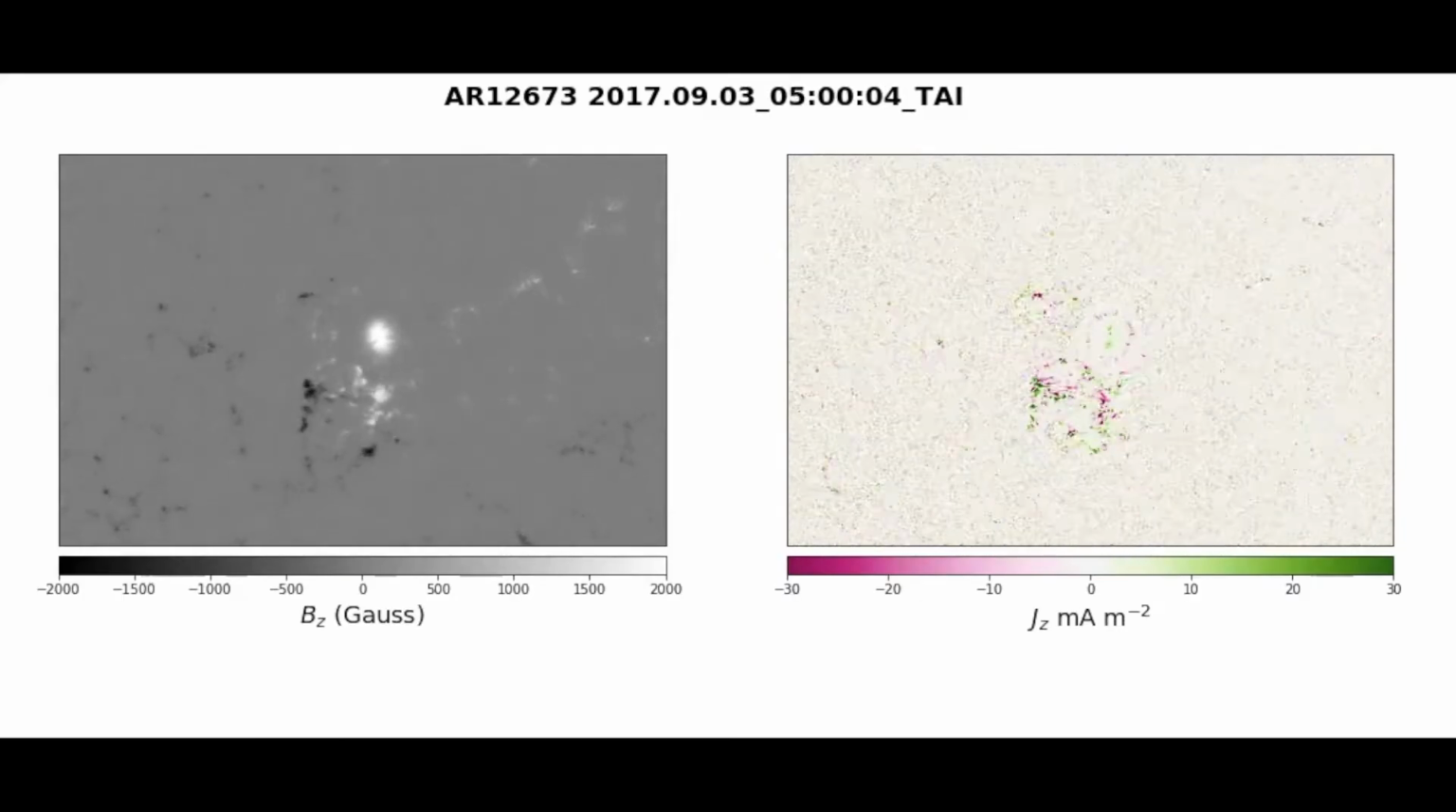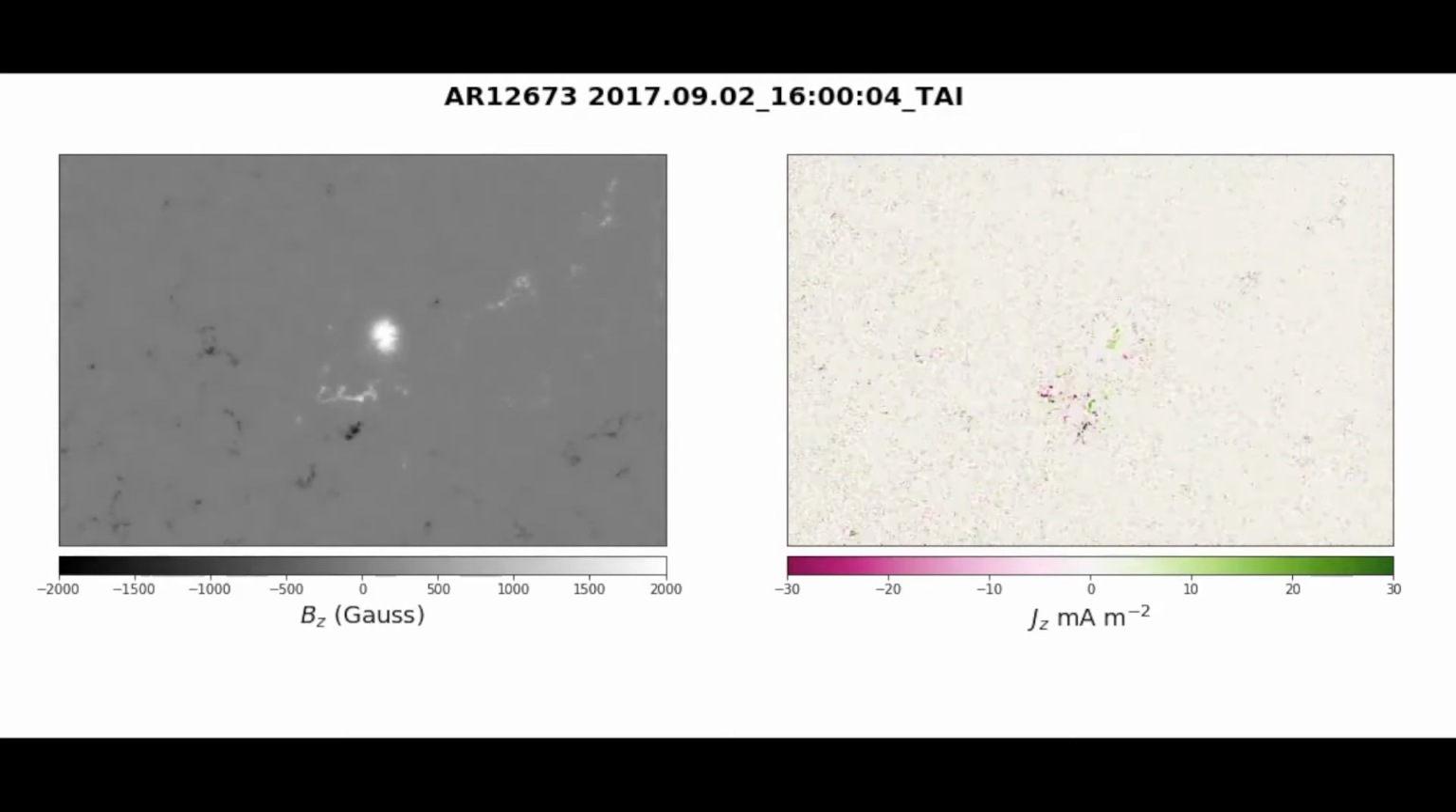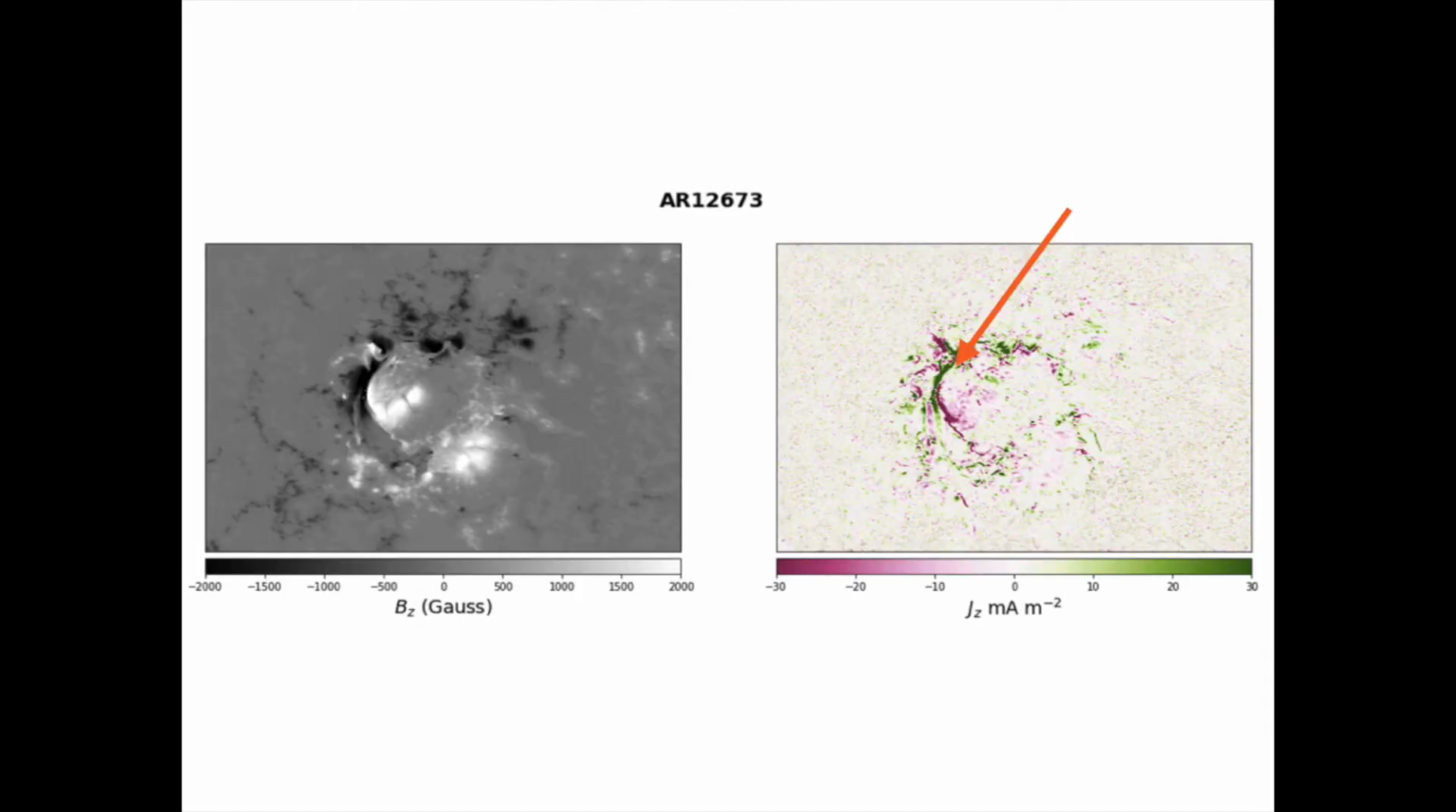We additionally focused on examples of flare active and flare quiet active regions to see if we could find other trends within the two populations. For flare active regions, we observed that the current density maps form coherent current ribbons around the polarity inversion line. This indicates the presence of a coherent flux rope, which is a necessary condition for eruption.